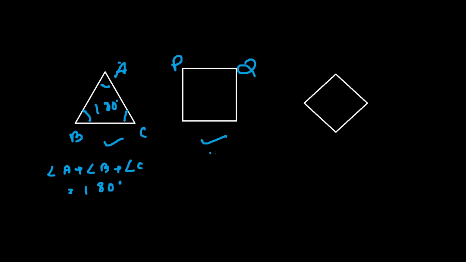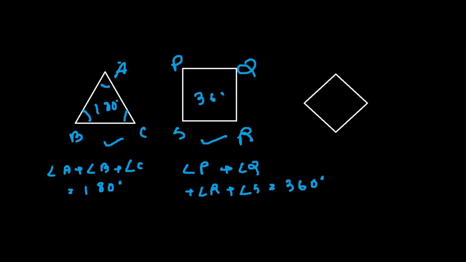Now move on to the quadrilateral PQRS. If we add these 4 internal angles P, Q, R and S, we will have the value of 360 degrees. That is the sum of these 4 angles. Irrespective of any quadrilateral, the sum will be 360 degrees. This is another quadrilateral. This will also be 360 degrees.